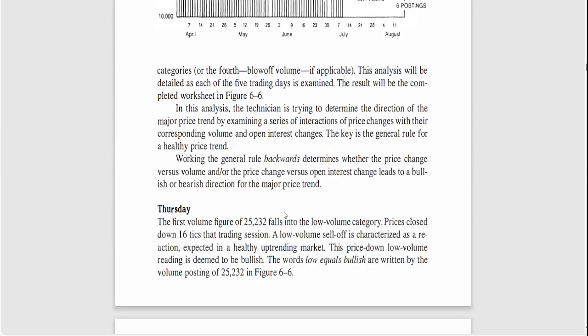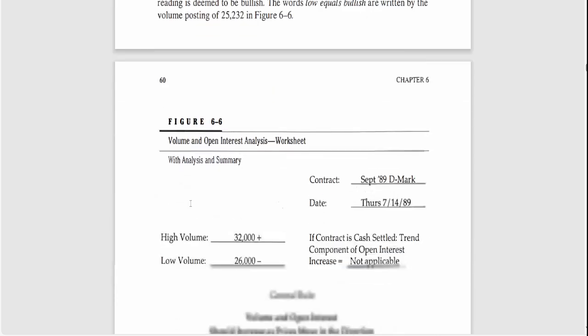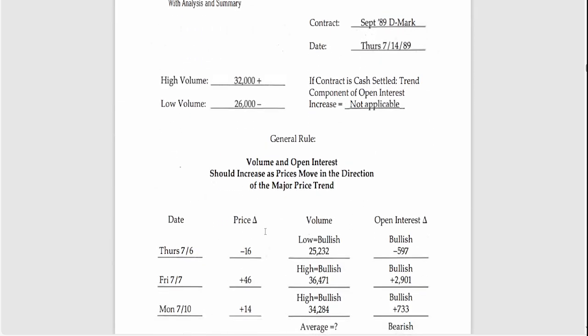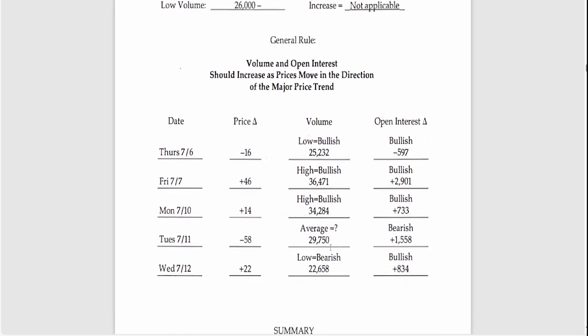Look, they are explaining every day. Thursday, they are explaining every day. They are telling you this is bullish, this is bearish, because open interest increased and volume also increased. This is bullish because open interest decreased, but volume is... they are telling you all this. The price change is mentioned here, open interest is mentioned here, volume is mentioned here, and then they judge whether it is bullish or bearish.